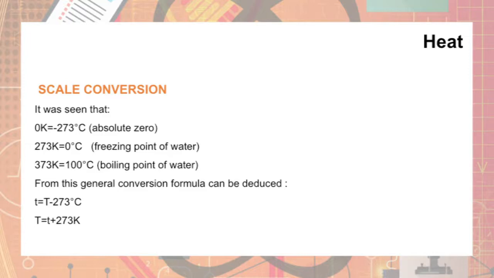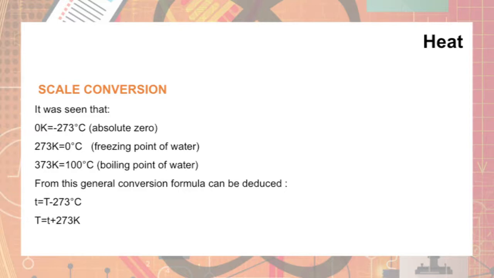We know that when our temperature is at zero Kelvin, on our PowerPoint we have minus 273 degrees Celsius, which is our absolute zero. Then at 273 Kelvin, we have 0 degrees Celsius, which is our freezing point. But at 373 Kelvin, we have 100 degrees Celsius, which is the boiling point of water.